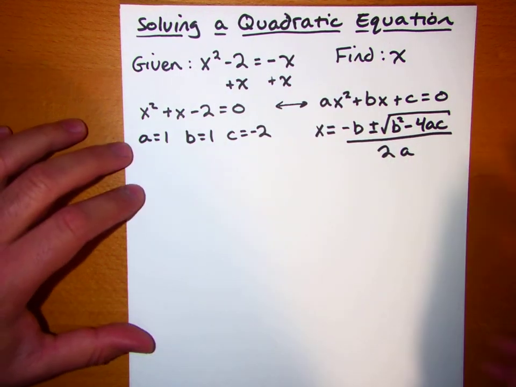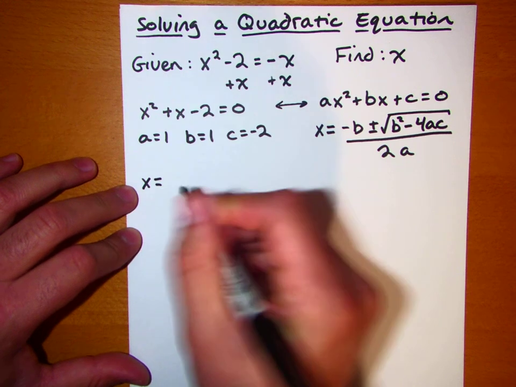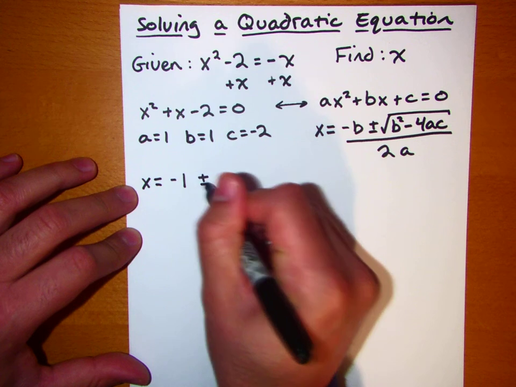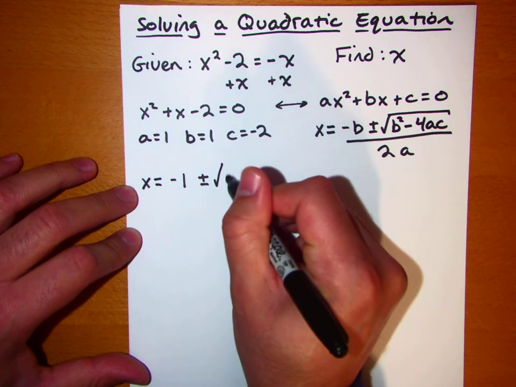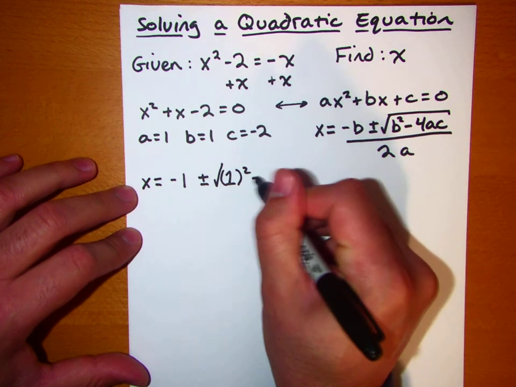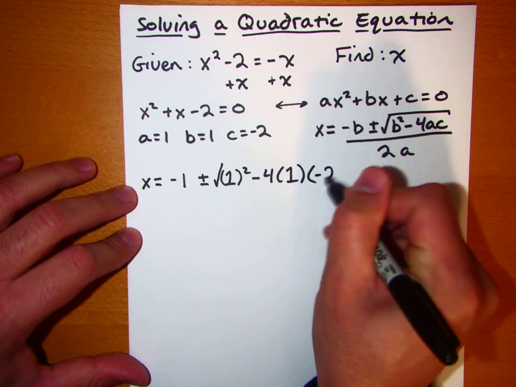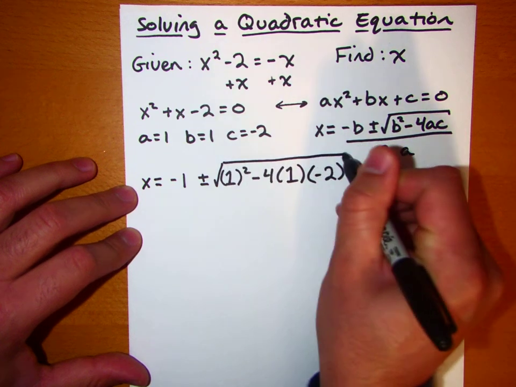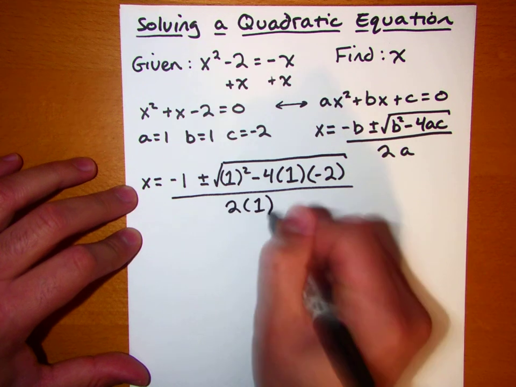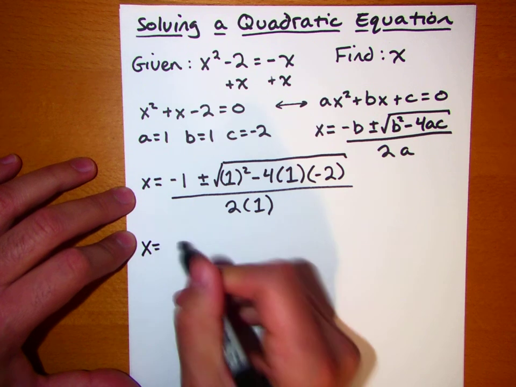Well, let's go ahead and use the quadratic formula with these coefficients, and we get x is equal to the opposite of b, so that's going to be minus 1, plus or minus the square root of 1 squared, which is just 1, minus 4 times a, which is 1, times c, which is a negative 2, all over 2 times 1. Well, this obviously simplifies, so let's bring it down a little bit here.